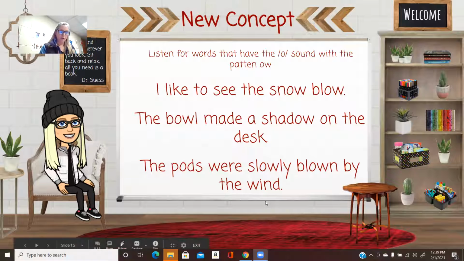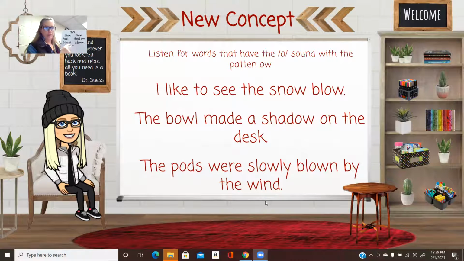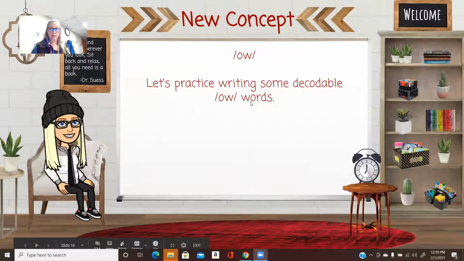What are our two words? Well, we've put that O-W, we've snuck it in the middle. Slowly, okay, and blown. Now, we could read those words. They both have endings. Slow has an ly, because we could say the word slow. We've added an ending. And blow, but now we've added an ending, blown, making it past tense. Okay, so pause that video to practice any of those words.